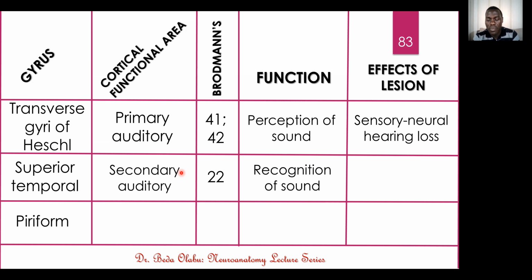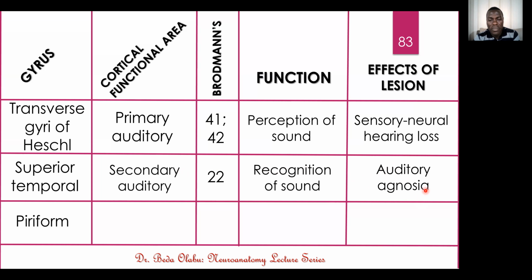Therefore, if you injure the superior temporal gyrus, then you'll not be able to recognize sounds. And that is what we call auditory agnosia, inability to recognize sound. Now, what do you need to recognize sound? You need to have known that sound before. So if an animal meows, then you say that's a dog, then it means there's a problem. You should be able to understand that meow is a cat because you've already known the sound of cats.